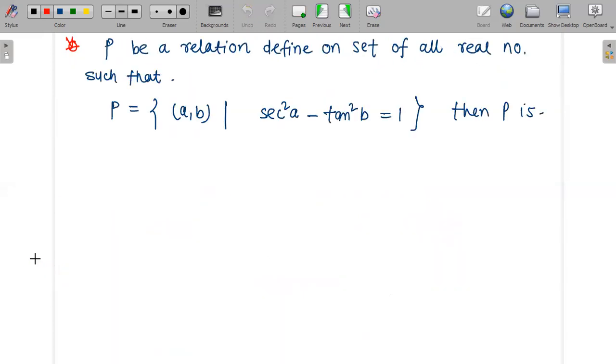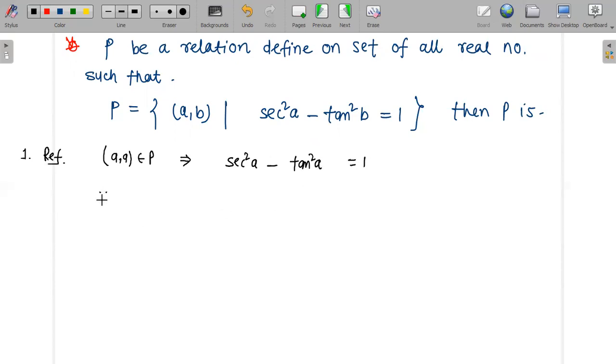In the next one, we need to check whether that particular relation is an equivalence relation or not. Again, let's start by checking whether it is reflexive or not. For reflexive, you need to check whether a comma a is a part of relation P or not. So for a comma a, you need to replace your b with a. That will be secant square a minus tan square a. You need to prove that this result is equal to 1.